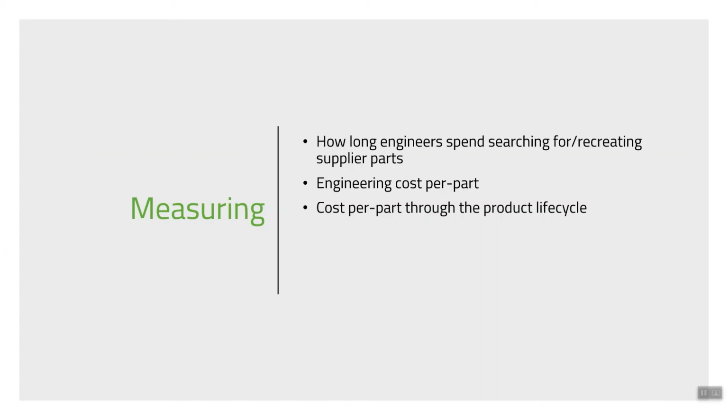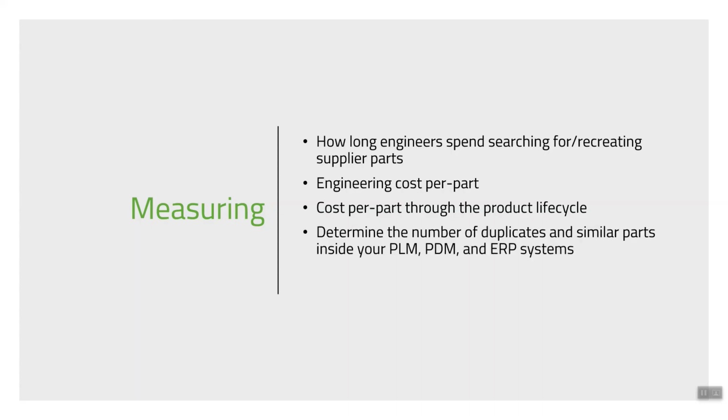Now, this is not an easy thing to measure, and you're getting multiple departments involved to figure out this number, but this is where you're really going to see the costs compound, and therefore the savings compound, when you figure out your cost per part through the product lifecycle. This is a really important number to ultimately figure out. Then you want to determine the number of duplicates and similar parts inside your PLM, PDM, and ERP systems. So this is going to help you to understand how many parts are actually being brought into the system over and over again that could have been reused.